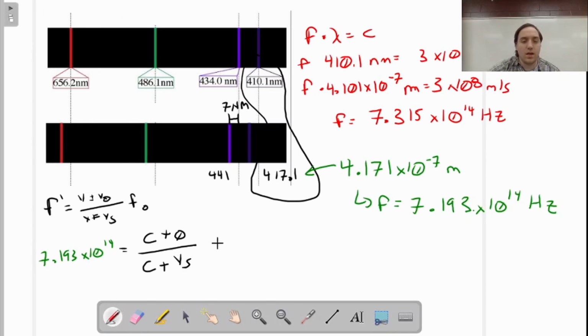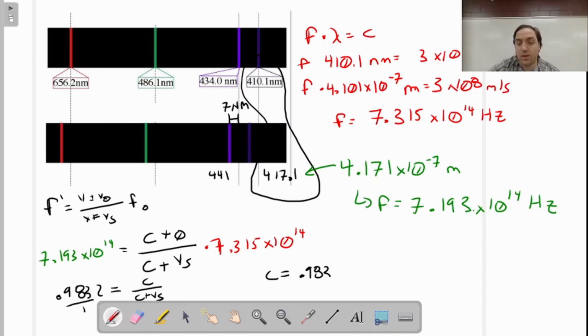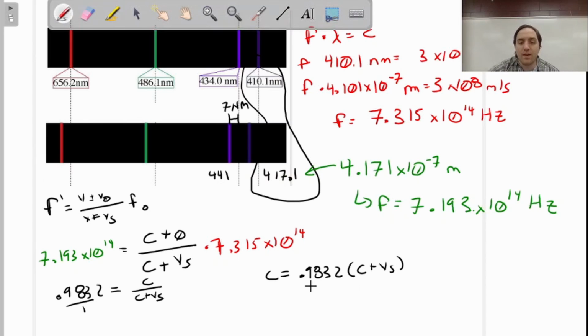Vs times 7.315 times 10 to the 14th. From here, I can do some algebra, simplify this down. I can divide the 7.315 to the other side, and anything plus 0 is still the same number, so I end up getting 0.9832 equals c over c plus vs. And then cross multiply here to get c equals 0.9832 c plus vs.